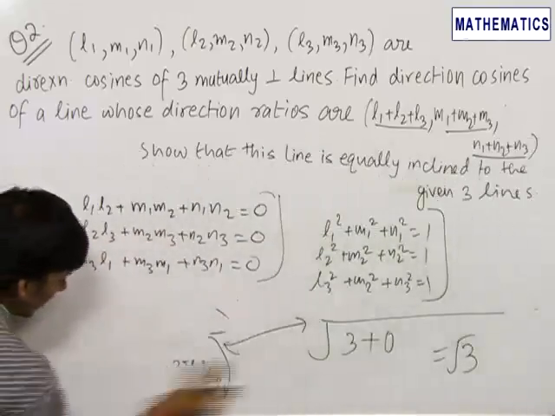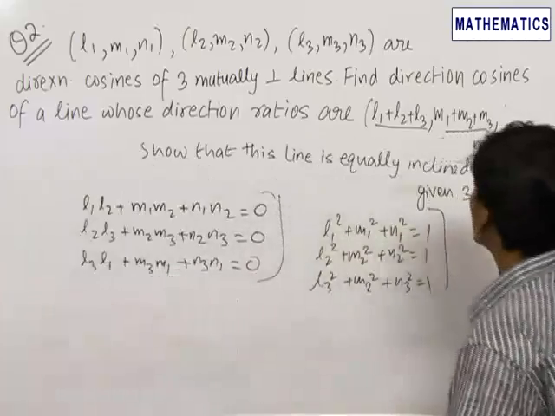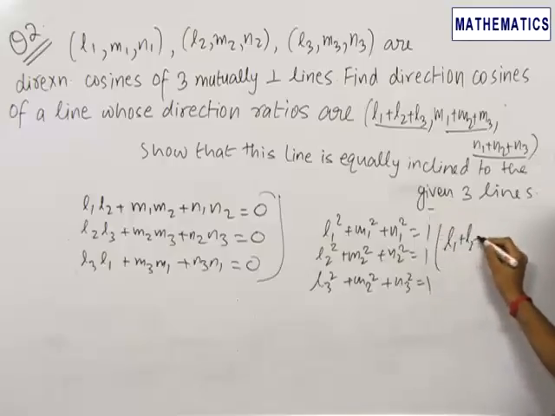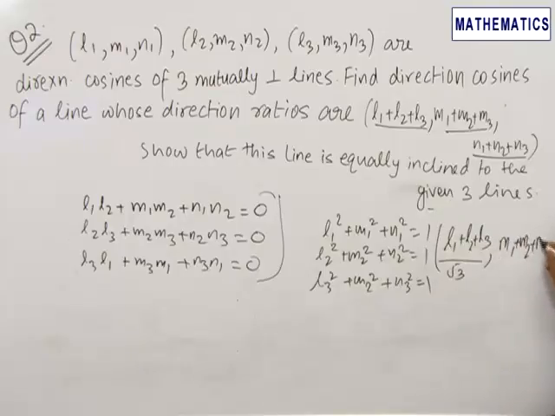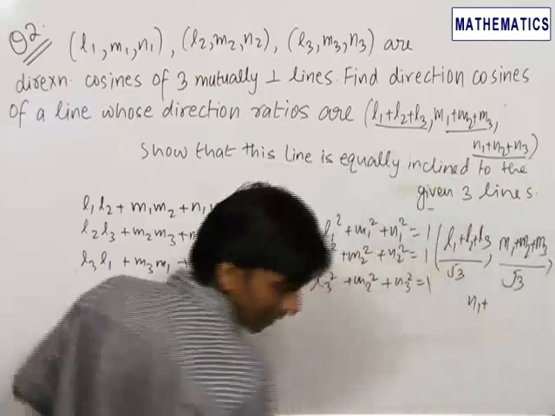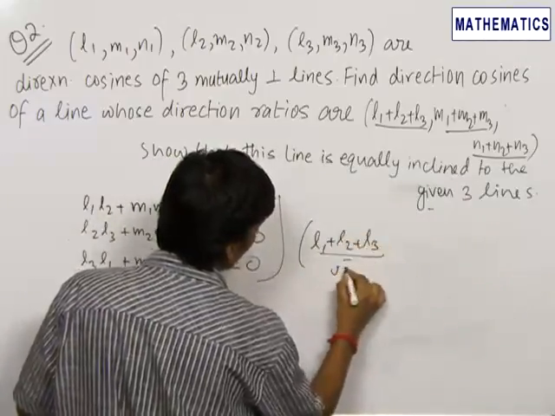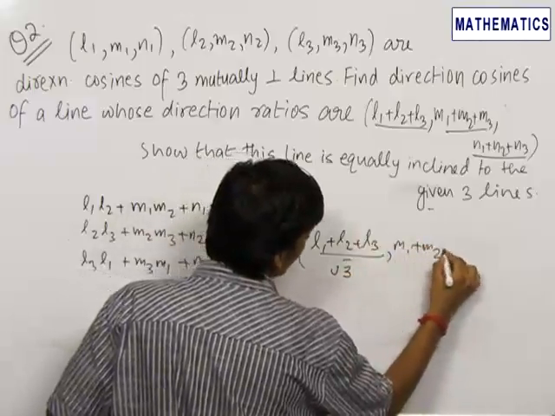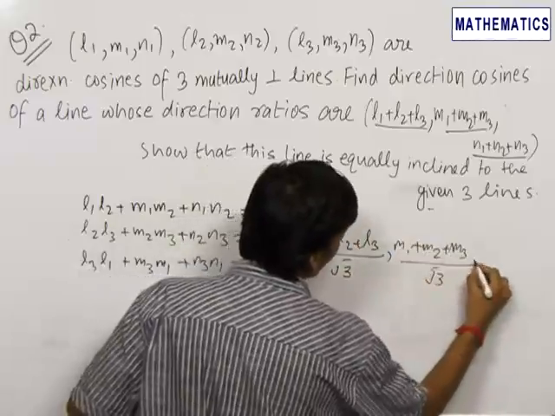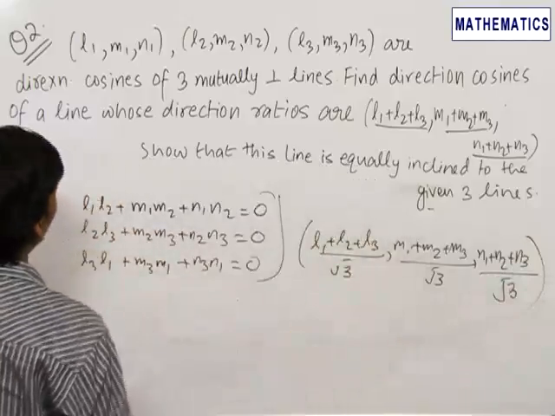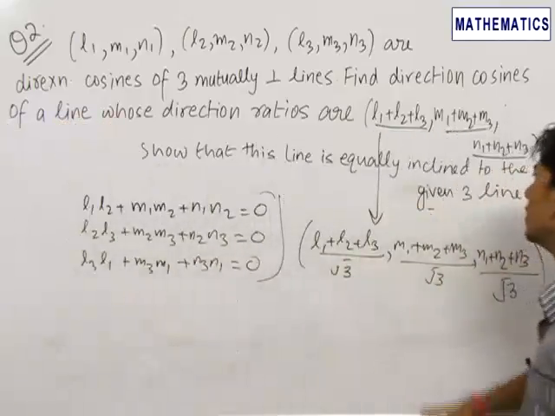Therefore let us write this down over here. We get the direction ratios as L1 plus L2 plus L3 upon root 3, M1 plus M2 plus M3 upon root 3, and N1 plus N2 plus N3 upon root 3 as the direction cosines of this line. So we get the answer for our first part.